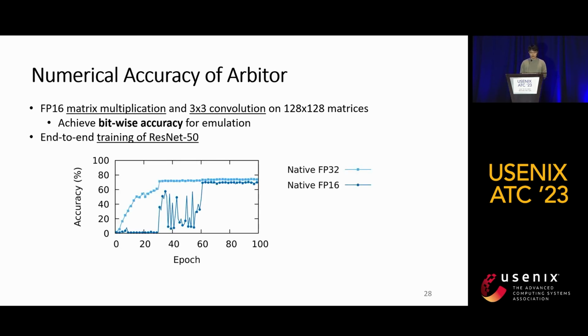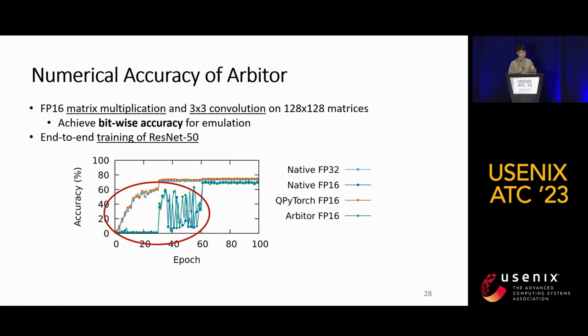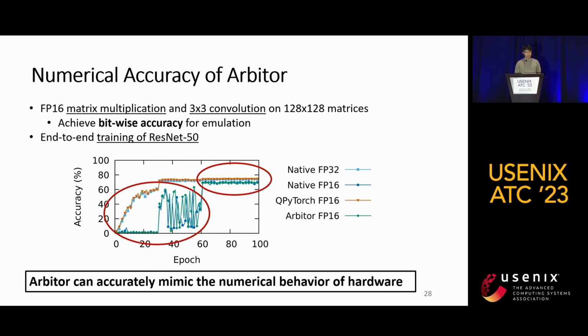We further trained ResNet 50 using Arbiter emulated FP16. We've shown that prior work emulated FP16 does not match native FP16 results. But when emulating with Arbiter, both the convergence curve and the highest validation accuracy match closely with native FP16 results. Therefore, we could conclude that, as opposed to prior work, Arbiter can accurately mimic the numerical behavior of hardware.